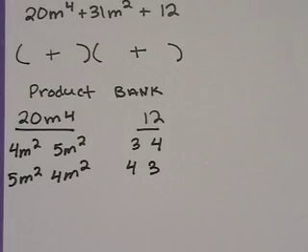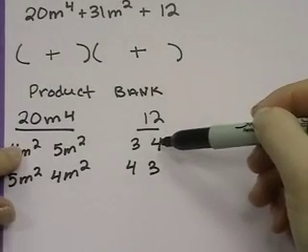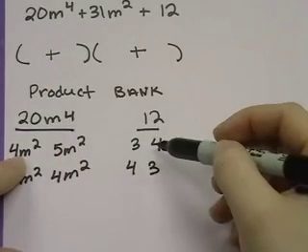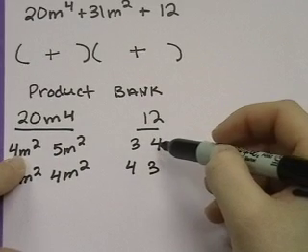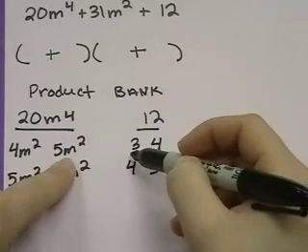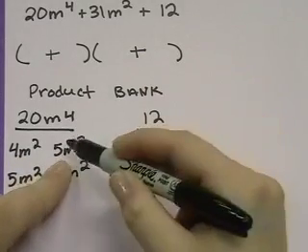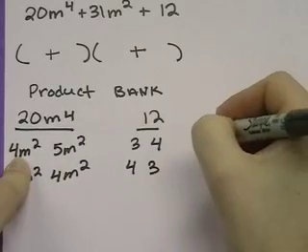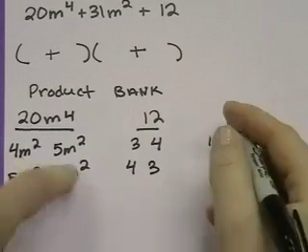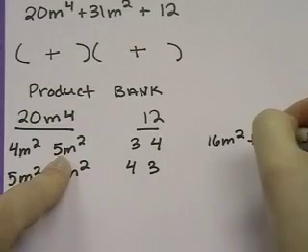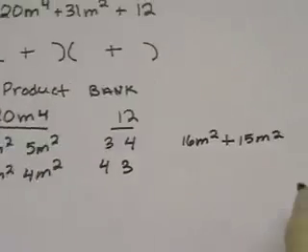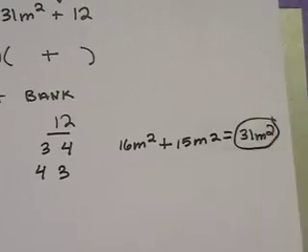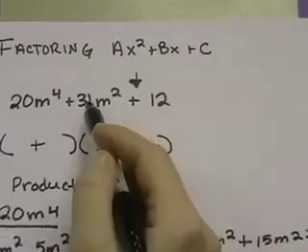Now, my goal in the product bank, I'm going to take the outside numbers, multiply them, the inside numbers, multiply them, and add them all together. So right here, I'm going to take 4m squared times 4, which gives me 16m squared. And then I'm going to take 5m squared times 3, which gives me 15m squared. So if I have 4 times 4m squared, I have 16m squared plus 5m squared times 3 is 15m squared. And that is going to equal 31m squared, which is my goal. I'm looking for 31m squared because that's what I have up here.